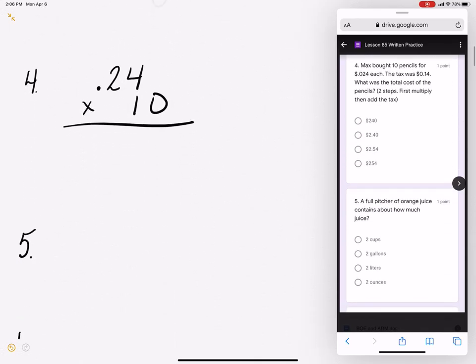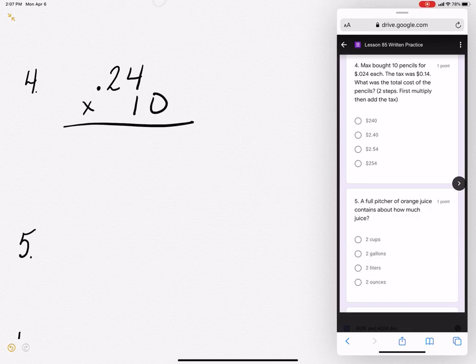On to number 4. Max bought 10 pencils for, that should say 24 cents each. I'll try to remember to fix that. I'll make a note. The tax was 14 cents. What is the total cost of the pencils?